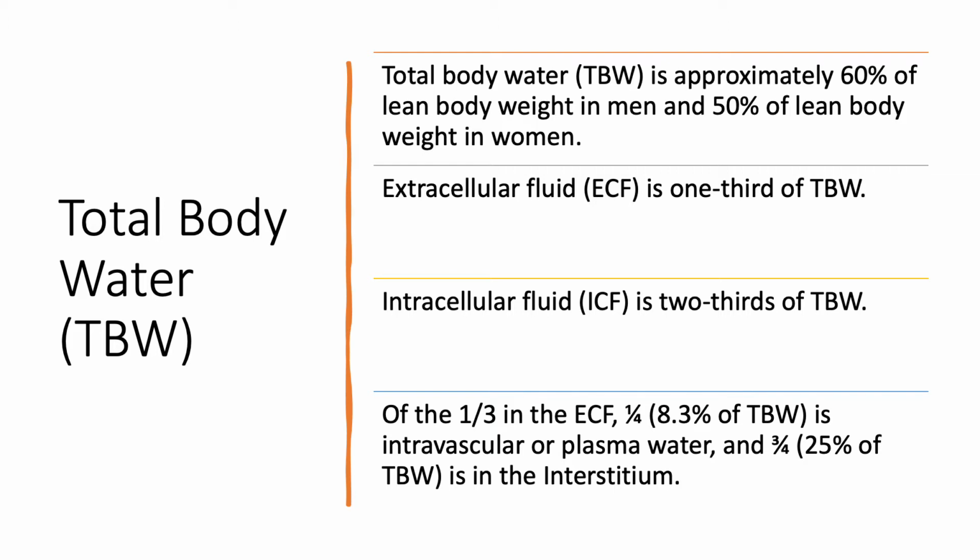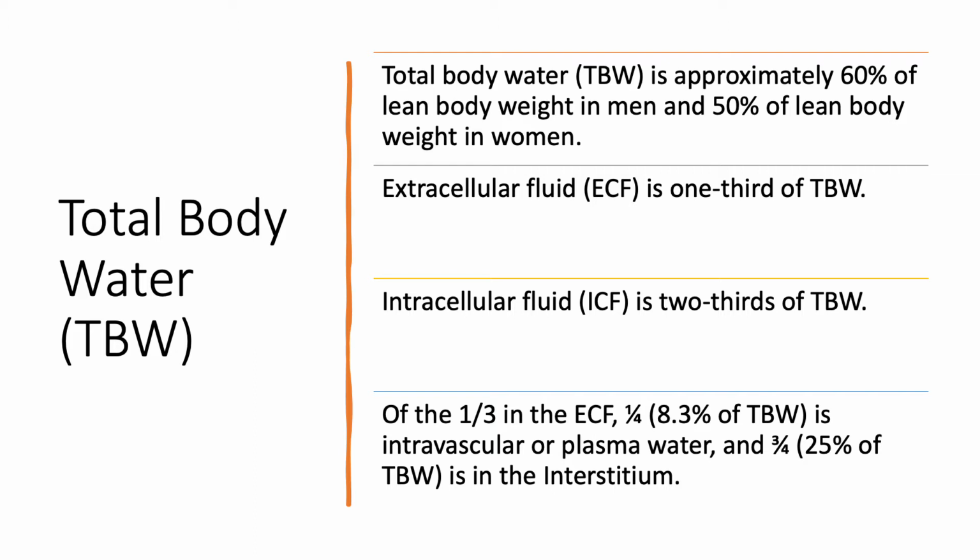Now, when we look at the extracellular fluid, the 1/3, about a fourth of that is intravascular. This is the plasma water. And 3/4 is the interstitium. This is the space in between the cells.